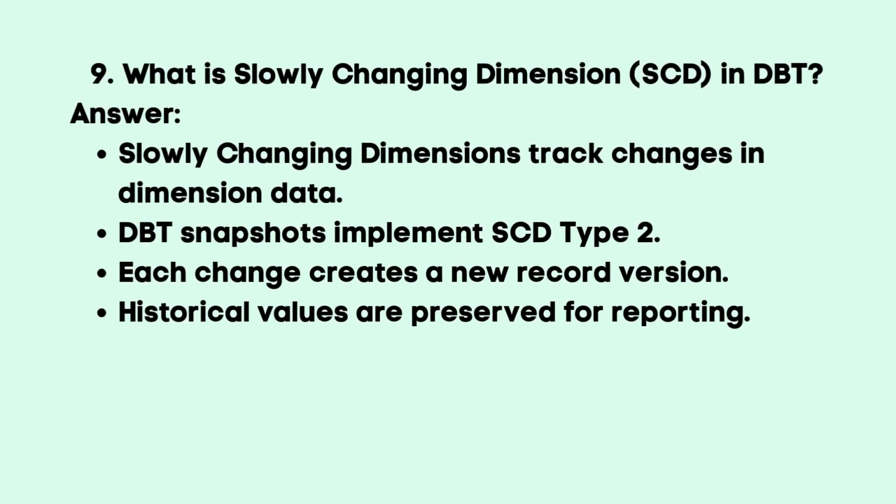What is slowly changing dimension, SCD, in DBT? Answer: slowly changing dimensions track changes in dimension data. DBT snapshots implement SCD Type 2. Each change creates a new record version. Historical values are preserved for reporting.